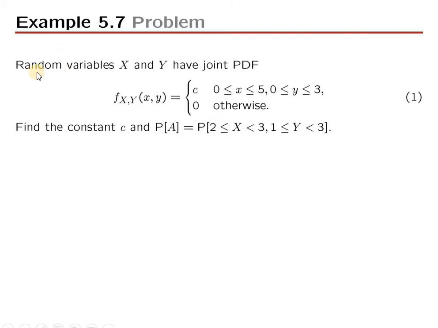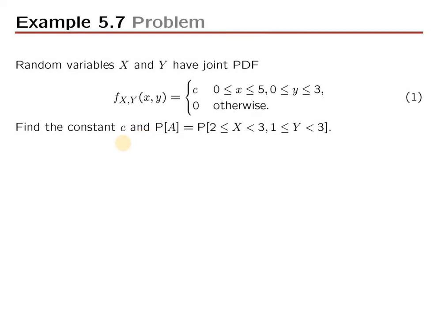The example says that we have a pair of random variables X and Y whose joint PDF is given to us: f of (x, y) is equal to c when x is between 0 and 5 and y is between 0 and 3, otherwise it is 0. So this is given to you. Now the question is to find the constant c and the probability of event A.